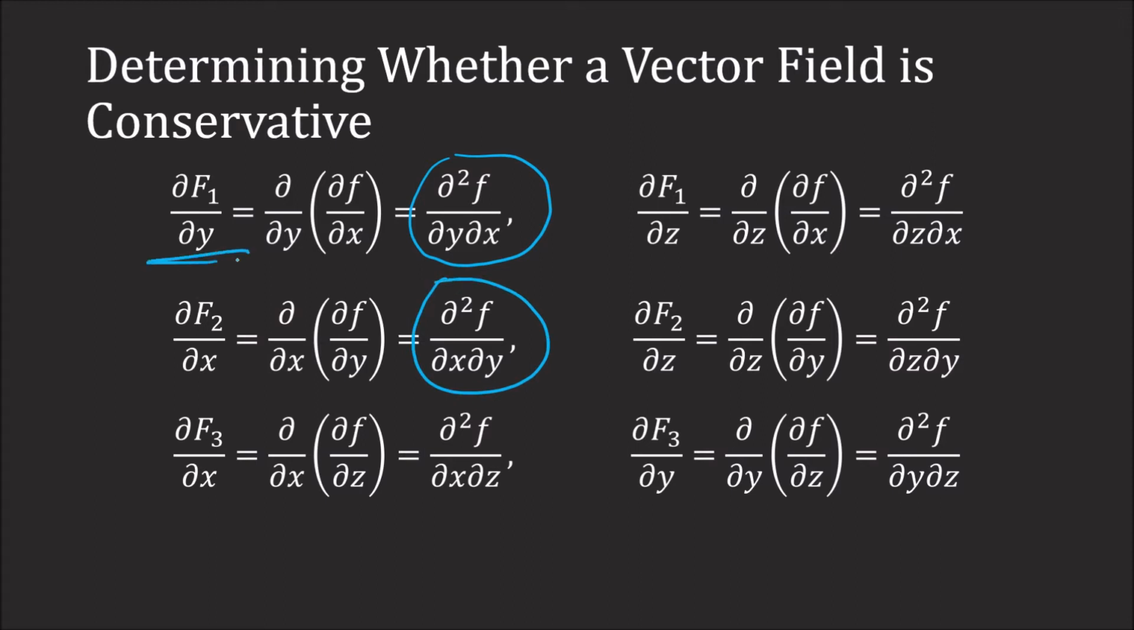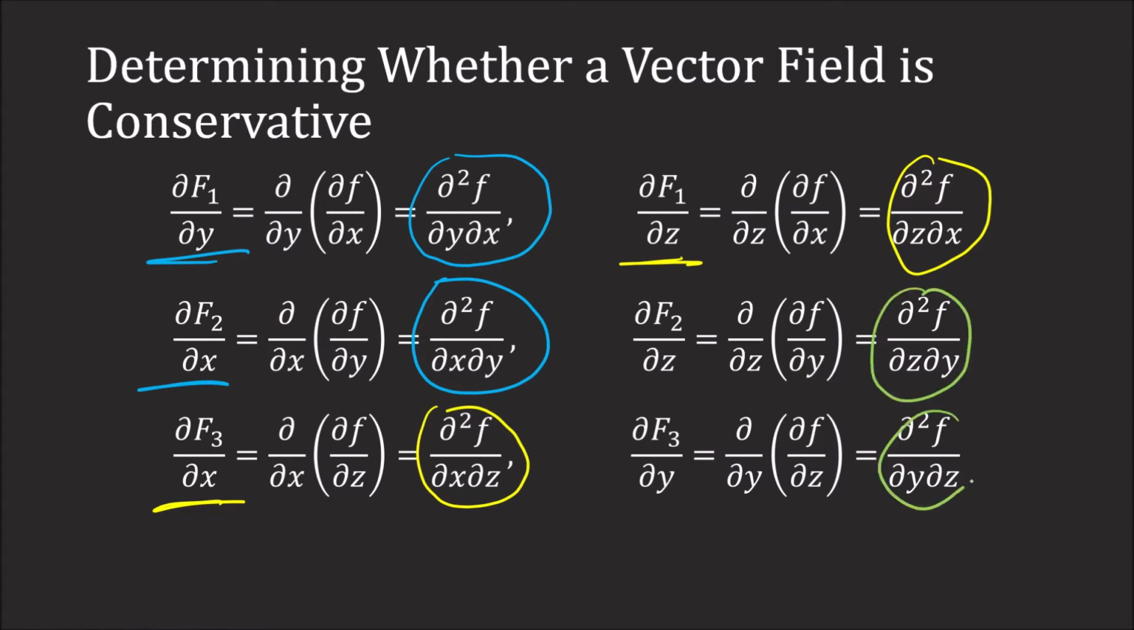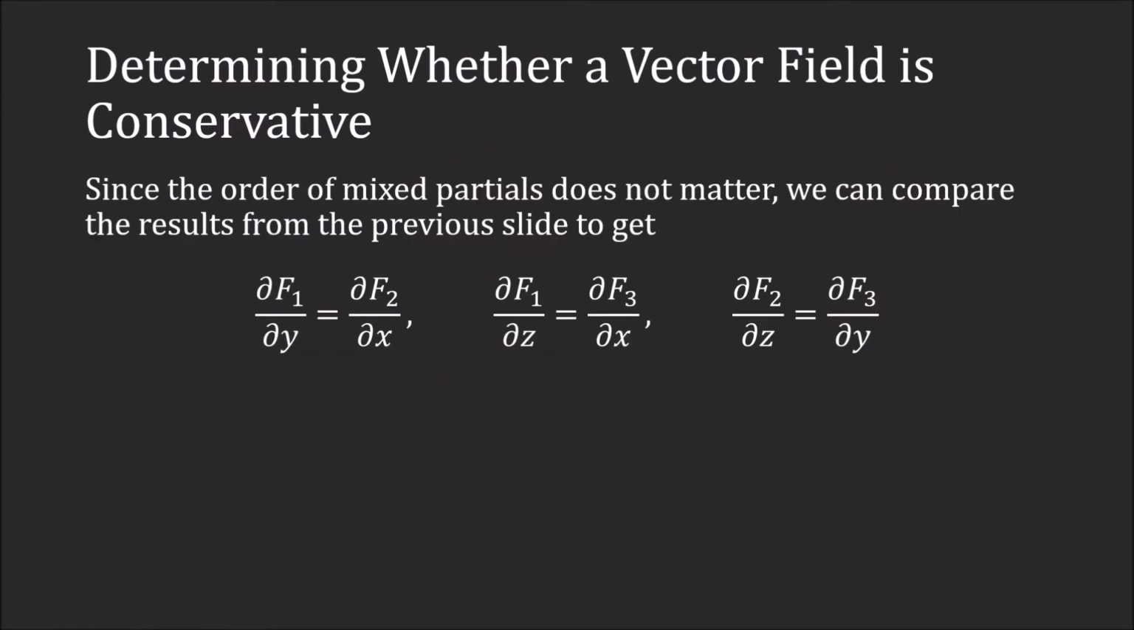So we have partial F1 partial y and partial F2 partial x would have to be equal. We have partial x partial z here, partial z partial x there. These would have to be equal. So partial F3 partial x and partial F1 partial z would have to be equal. And finally, here we have partial z partial y, here we have partial y partial z. So partial F2 partial z and partial F3 partial y are equal. And that is summarized here.